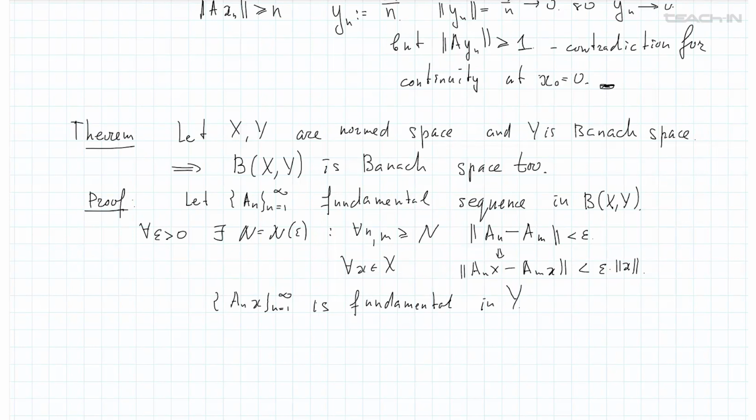And we know that Y is a Banach space. So we can conclude that there exists a limit as n tends to infinity. And we know that this limit depends on x. Yes? And we know that the limit preserves the linear operations. Operator An is linear, the limit preserves linear operations and depends on x. So this limit is some linear operator.